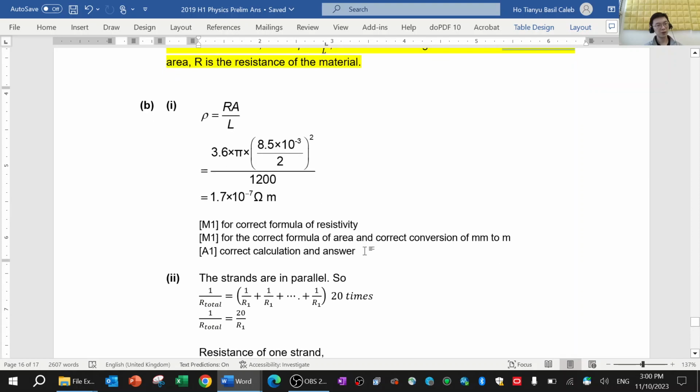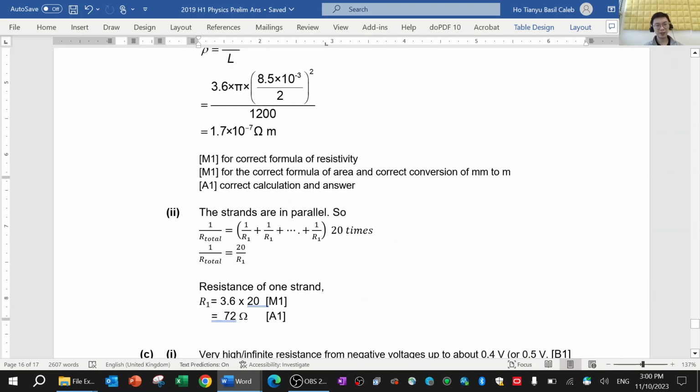Next, B part 1, calculate the resistivity of copper. Well, you already have it here. The work you have done before will not let you down. Sub in, and you get this answer. They left the answer to 2SF. I went to check, it is correct. In fact, the answer is 1.70 even if you leave it to 3SF. So no problem. They give you an answer to 2SF, you can answer in 2SF or 3SF. Just sub in, no issue.